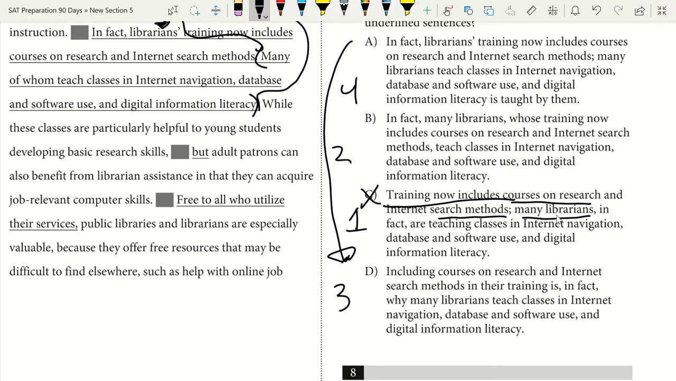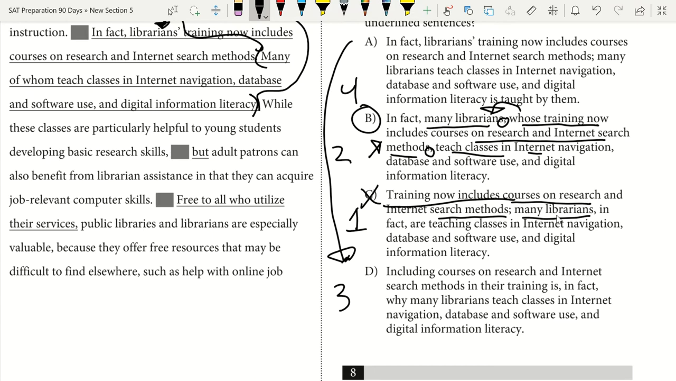Okay, our next one that was the shortest is B. So let's take a look at that. "In fact, many librarians, whose training now includes courses on research and internet search methods, teach classes in internet navigation, database and software use, and digital information literacy." That works perfectly because it's telling us who's receiving this training. It's those librarians. And obviously it's non-essential because we have it offset by two commas. That's perfect. It's efficient. It's grammatically correct. It has the correct sequential order of these librarians who are receiving the training. That was the problem with C. It didn't tell us who's receiving that training. So B solves all of our problems there. B is perfect. B is our correct answer.